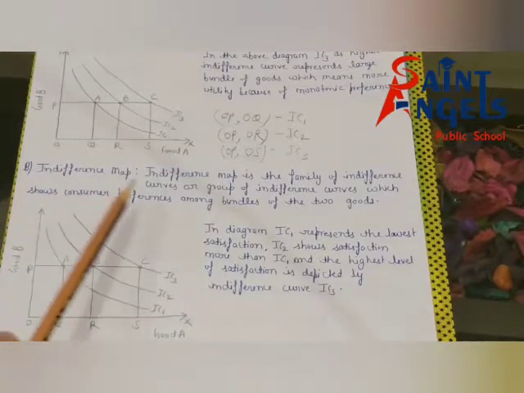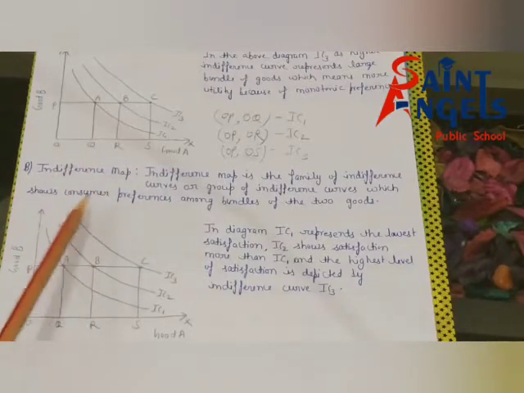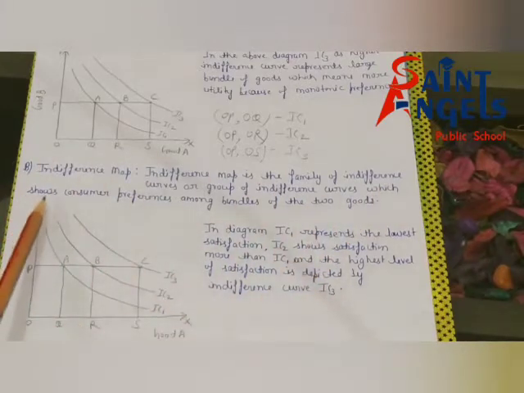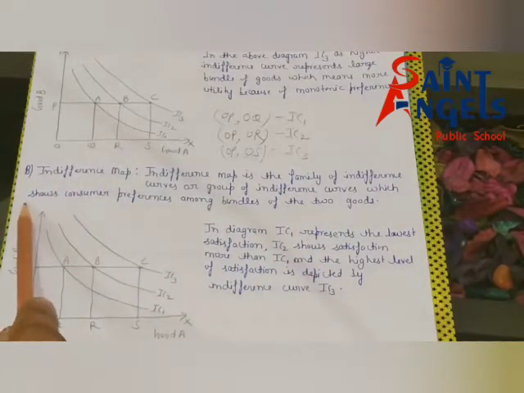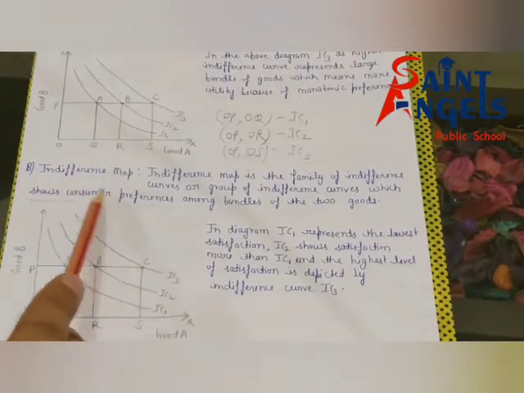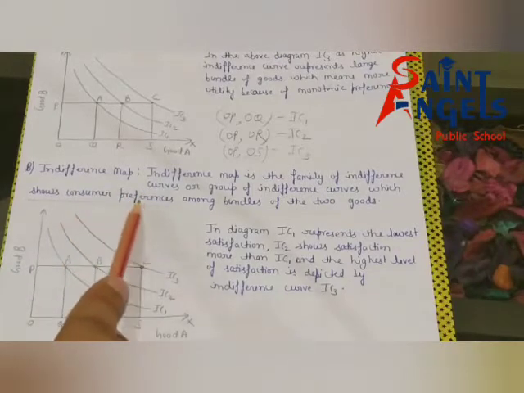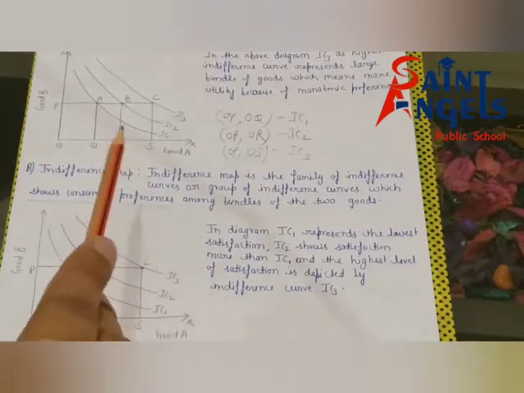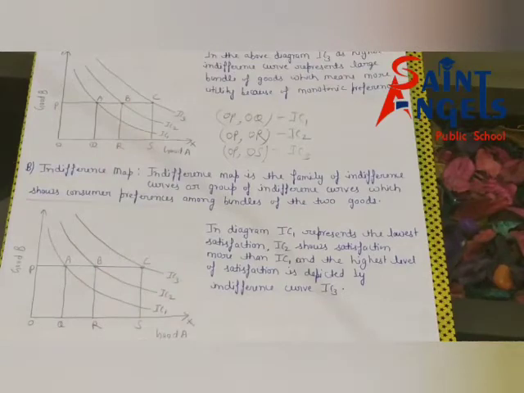See, now this is the definition of indifference map. This word is important: which shows consumer preference, means indifference map also shows consumer preferences. And consumer preferences means you know that consumer will prefer that bundle which consists more units of both commodities, either one commodity or both commodities. I hope all of you have understood.